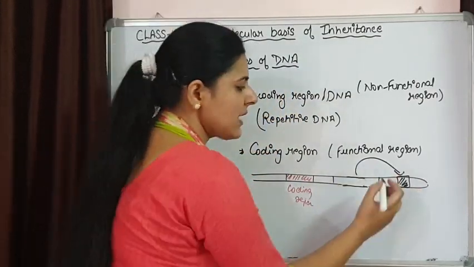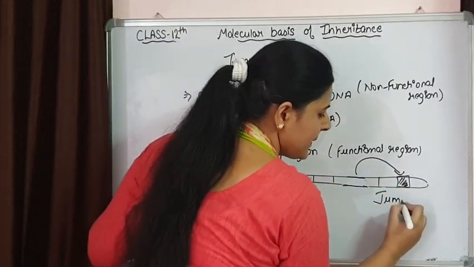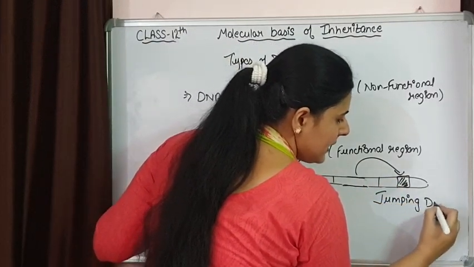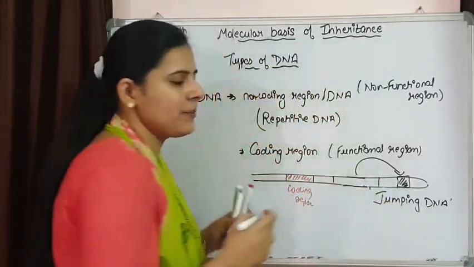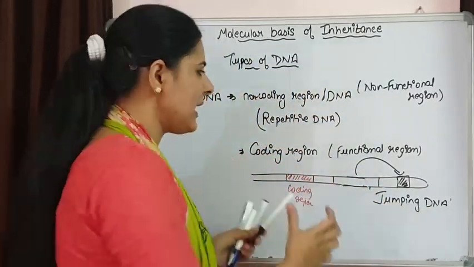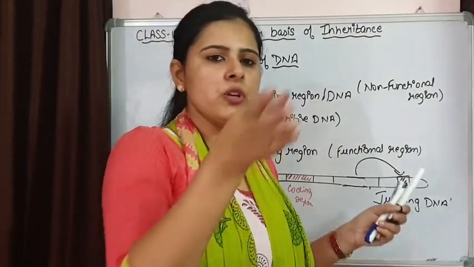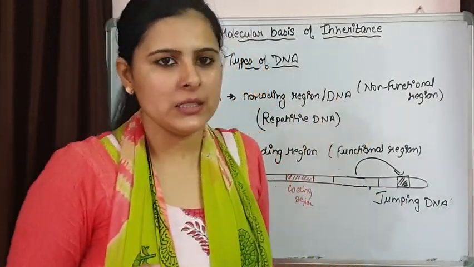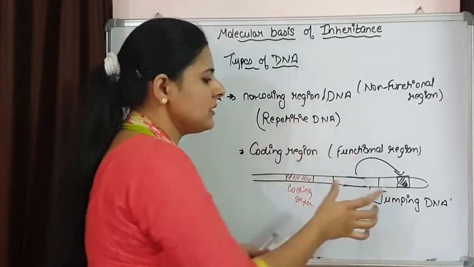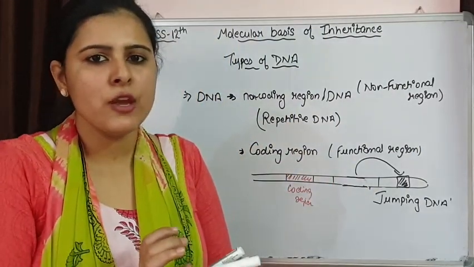This type of DNA is known as jumping DNA, or you can say jumping genes. So they have the ability to change their position. They are going to jump from one region to another region. This is also another segment of DNA that is found.